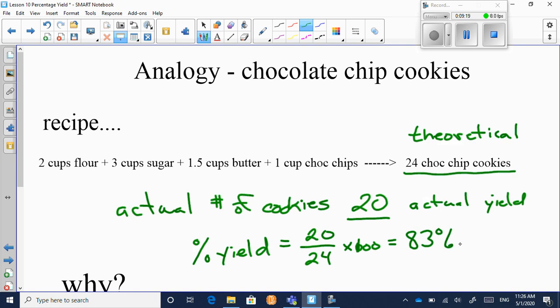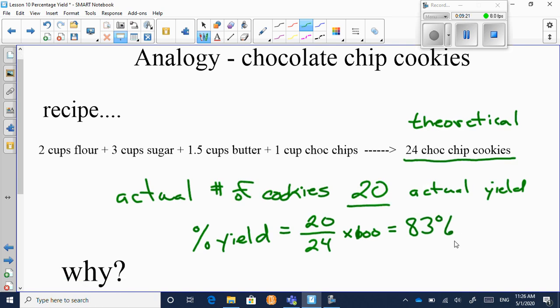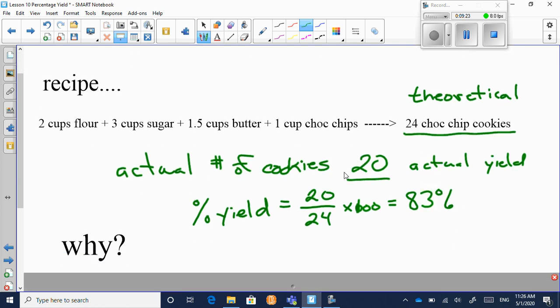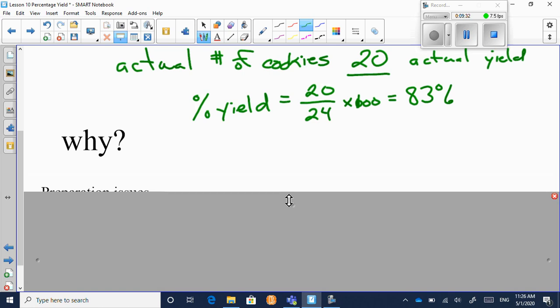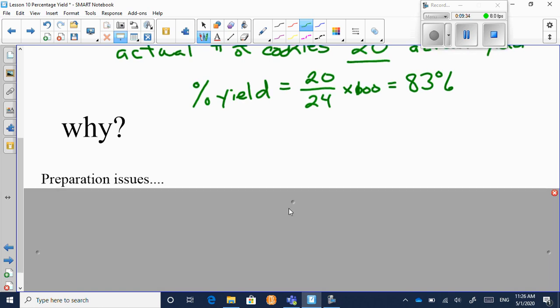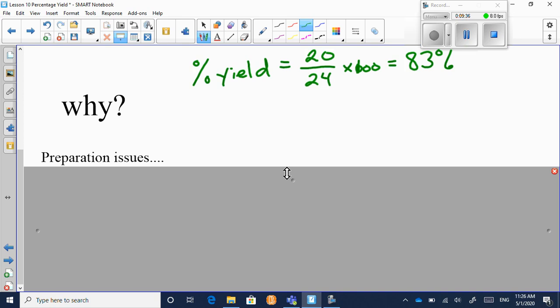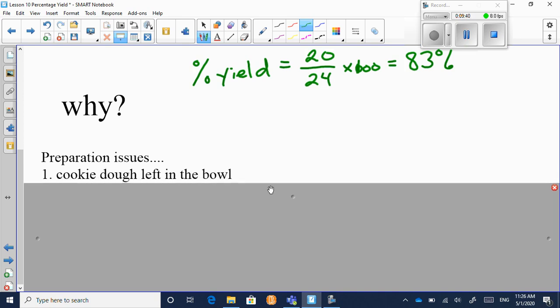Okay, well, why would that be? A lot of you have cooked before. Why don't you get your theoretical yield? Well, in cooking, there's some really good reasons. Number one, usually there are some preparation issues, I'll call them, of making the cookies. And so I've given you a few examples. One is probably there's some leftover cookie dough in the bowl after you're done, and you probably scrape it and eat it. Okay, and that's fine, that's good.